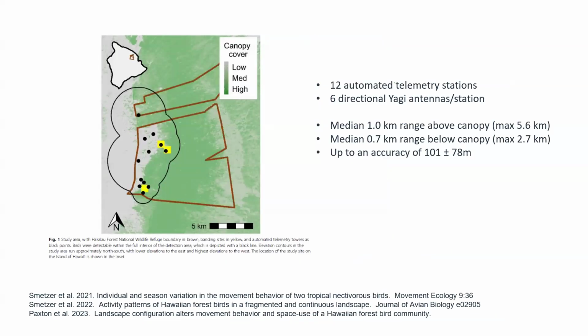And Jenny Smetzer et al. have had great success with automated radio telemetry networks in Hawaii. For example, they are able to identify movement strategies and develop kernel density home range estimates using 12 automated telemetry stations, each with 6 directional antennas, right? Doing things like triangulation or all sorts of crazy statistics to get relatively accurate positions. And they had antennas below the forest canopy and were able to detect birds also below the forest canopy with a median range of 0.7 kilometers or a max of 2.7.